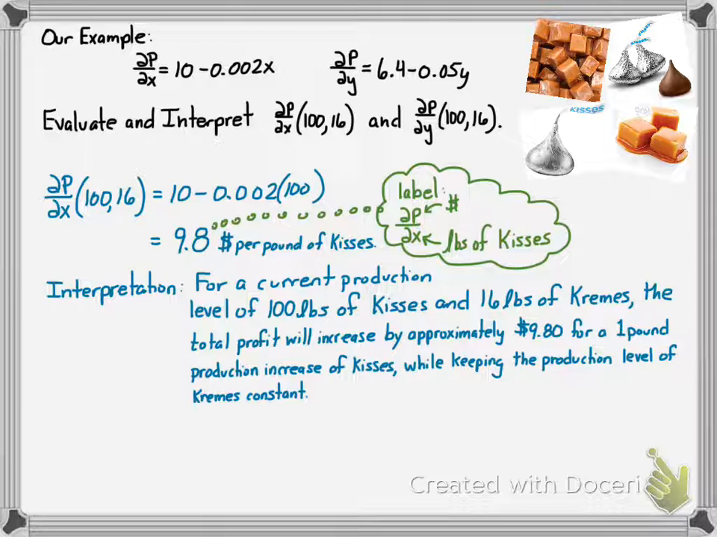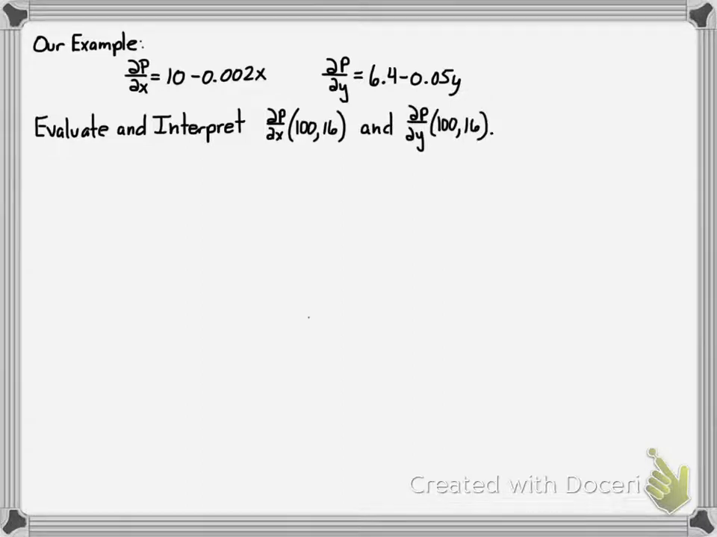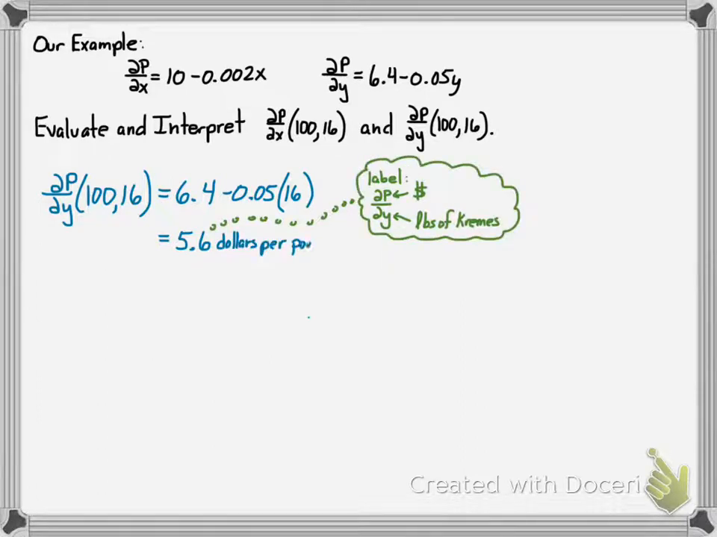Okay, so now we can take a look at our partial derivative of P with respect to Y. So we need a new screen here, and now we're going to evaluate dP over dy. Our partial derivative of P with respect to Y, evaluated at 100, 16, says that everywhere that I see an X, I replace that with 100. Everywhere I see a Y, I replace that with 16. Plug in the numbers, I get 5.6.